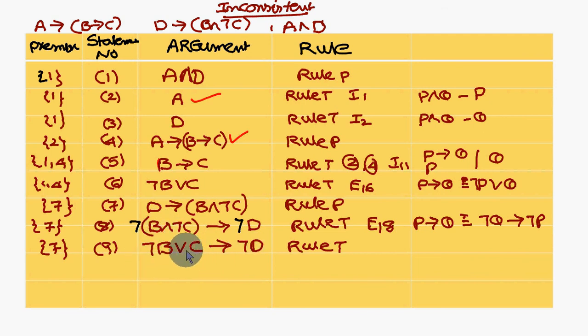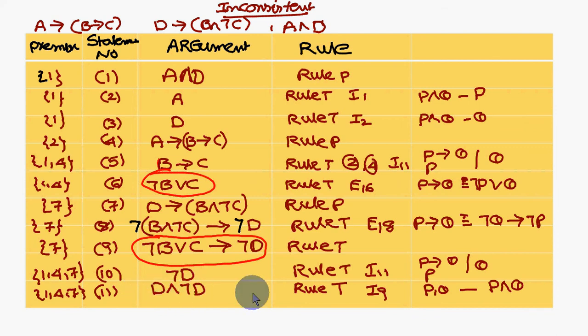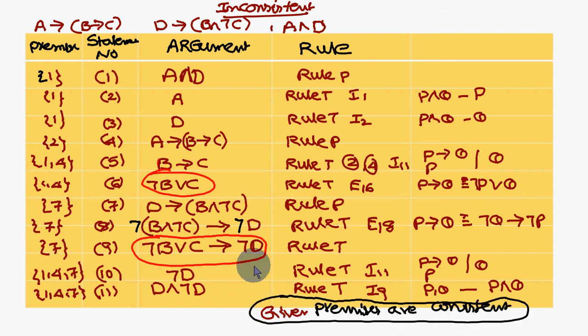That means P conditional Q, P. If you apply I11, what you are left with is not D. These two will get cancelled, and you come across not D. Already in the third statement D is there, and in the 10th statement not D is there. So according to the I9 implication, you can write D and not D. If you can write D and not D, the given premises are inconsistent. Okay, so this is about the inconsistency problem. Thank you all.